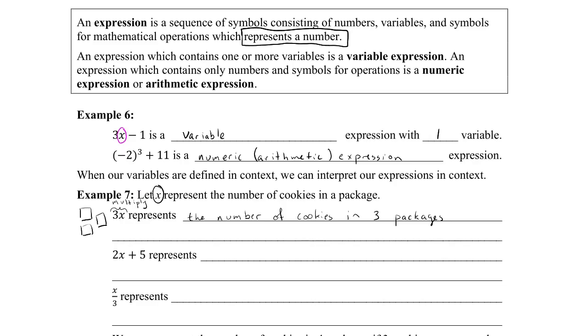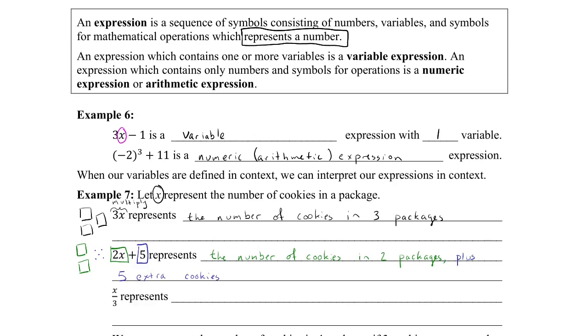Here's another expression that's a little bit more complicated. Here we have 2x plus 5. So the 2x part, that's multiplying. So that'll be 2 packages. And then the 5, right? Notice this 5 is not multiplied by x. So that's not 5 packages of cookies. That's just going to be 5 individual cookies. So 2x plus 5 represents the number of cookies in 2 packages plus 5 extra cookies.